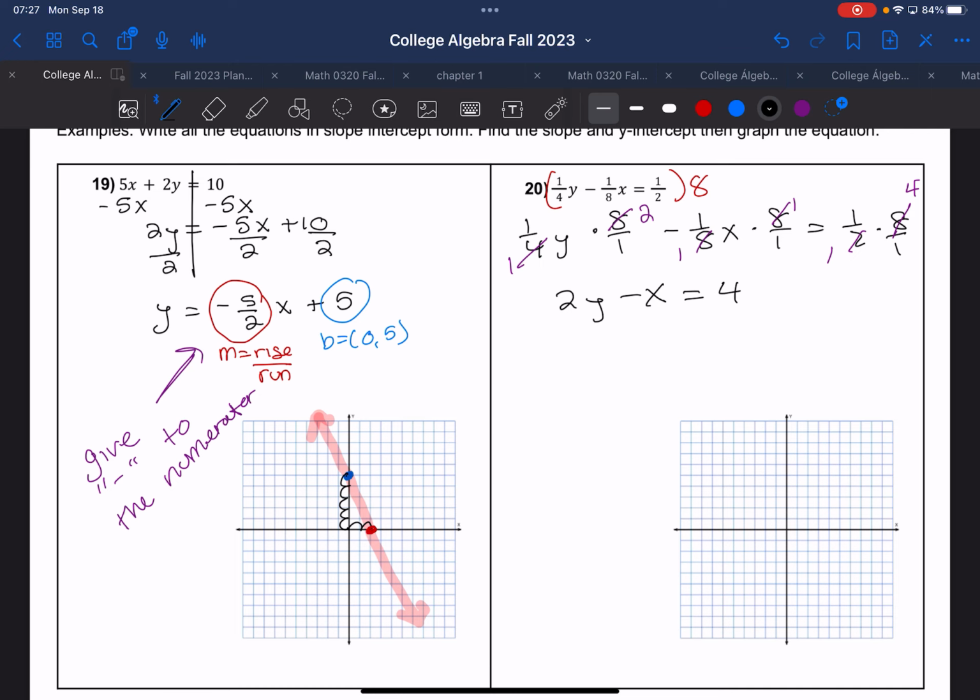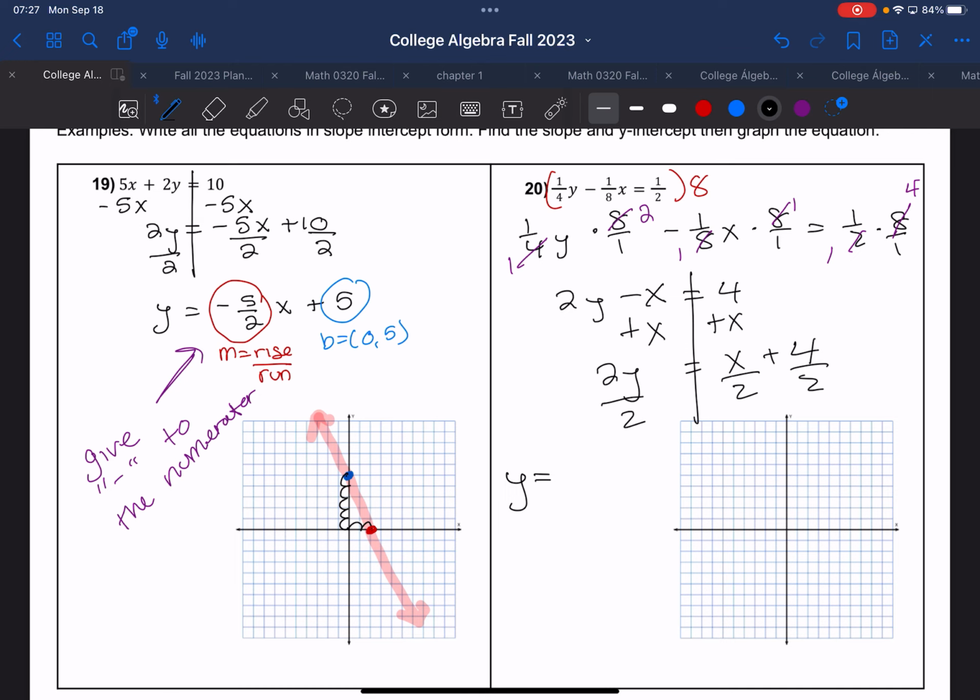Okay. We still need to get y by itself, so what am I going to do? Divide by 2. Not yet. Oh, we got to add x. So I get 2y is equal to x plus 4. Now I divide by 2. So what number is in front of that x when I simplify? A 1. So I have 1x over 2.